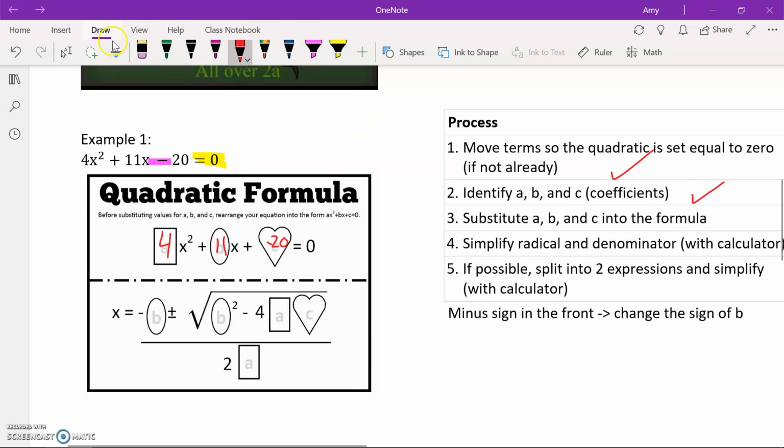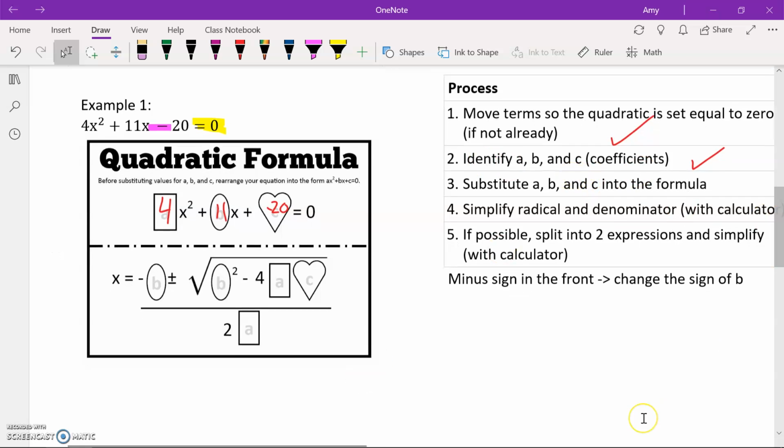For step 3, we are going to substitute A, B, and C into the formula. And when we do this, we need to make sure that we always are using parentheses. In this case, our shapes are acting like our parentheses. So B we said was 11. B is 11 again, minus 4 times A, which was 4, and C, which was negative 20. You notice the negative sign still is there. And then I have an A over 2A, so A was 4. So now we've done step 3.